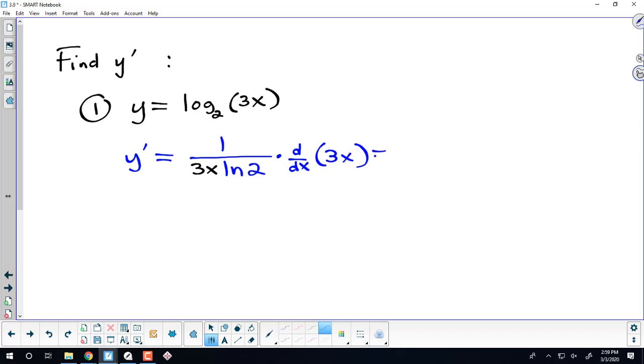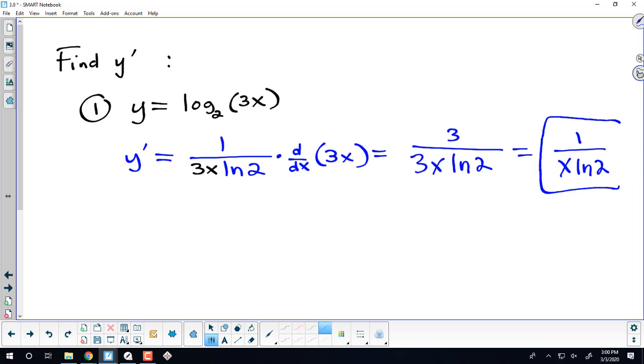So we have 3 over 3x ln 2. The 3's divide out. We have 1 over x ln 2. So like a simplification like that, you should do that. I mean, that's a very, very trivial thing to do. When we say don't simplify on the exam, we mean don't factor out greatest common factors, combine like terms, or factor other things out. Negative over negative should be written as a positive. Those kinds of things should be simplified.